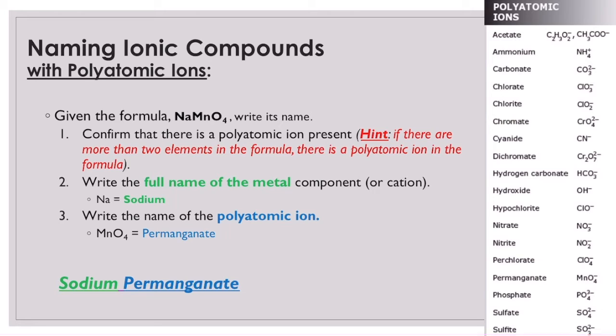So now let's talk about naming ionic compounds that contain polyatomic ions. And this is really simple. So, we're given this formula right here, NaMNO.